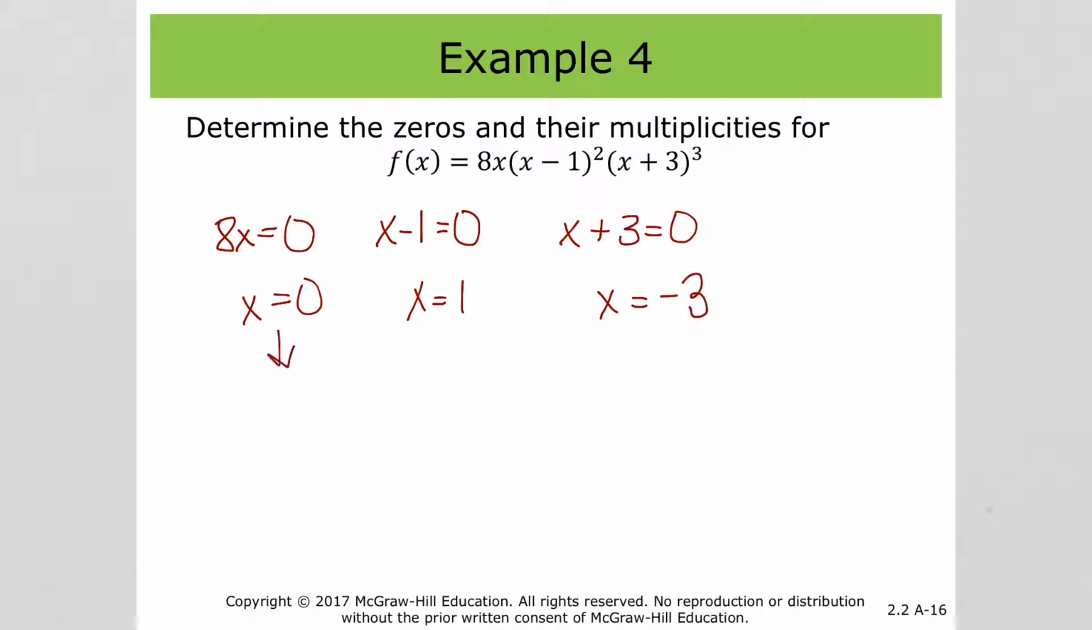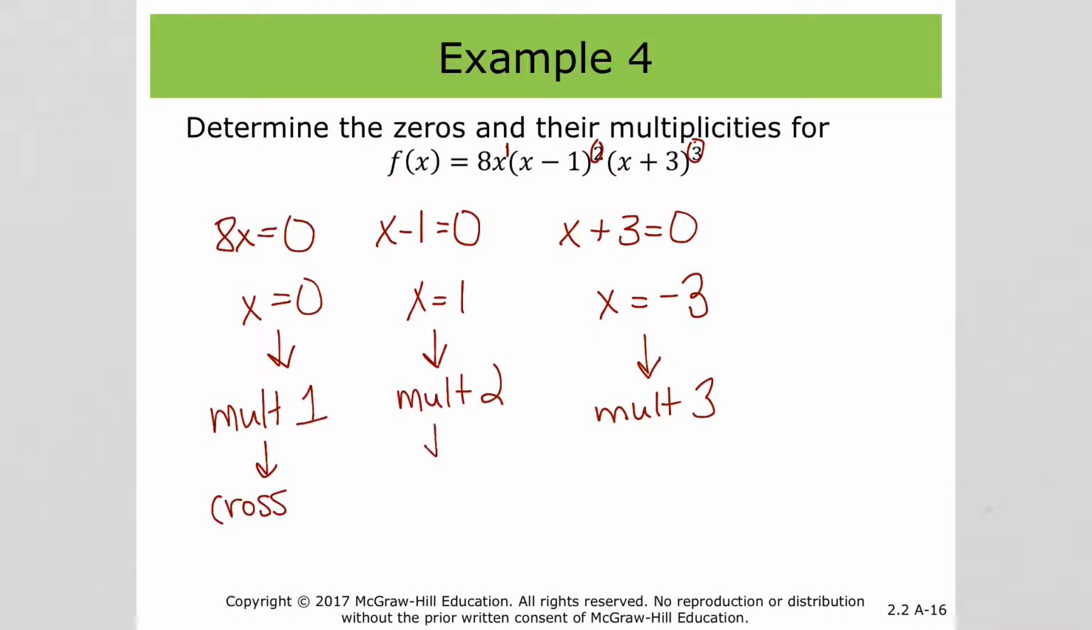So the multiplicity for 0 would just be 1. The multiplicity for 1 is 2. And the multiplicity for negative 3 is 3. We're just looking at the degrees. And so we could also determine here, since it's a multiplicity of 1, since it's odd, then we must cross. This one's even, so it touches. And this one's odd, so it crosses.